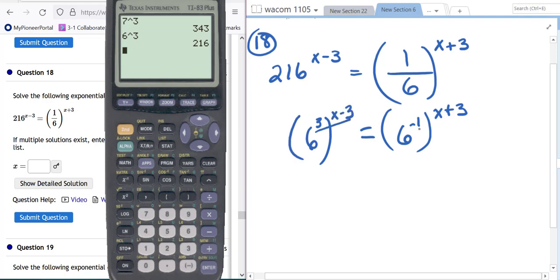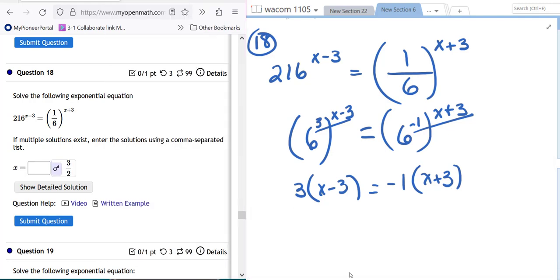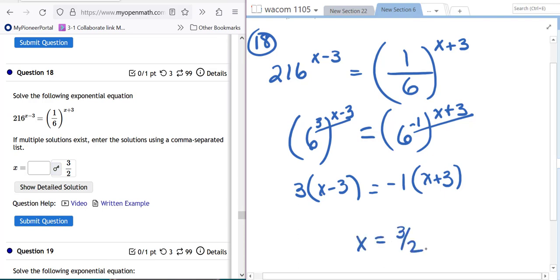And then you can set these equal, but you'll need parentheses. So you have 3 times x minus 3 and negative 1 times x plus 3. And then you're going to solve. And I'm going to skip the solving from there and give you the answer. And you can play with that later when you get to the problems. But that was the pieces I wanted you to see.